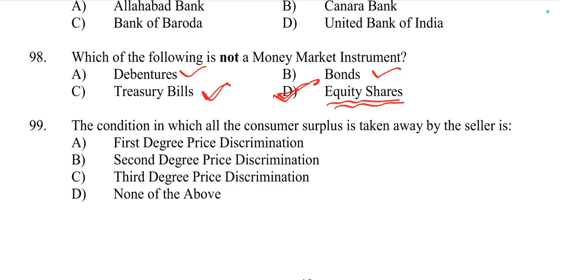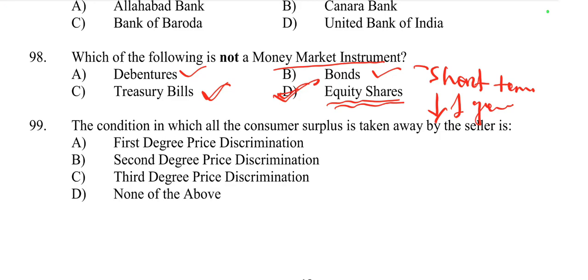Money market instruments are short-term debt securities such as treasury bills, commercial papers and certificates of deposit, which are typically issued for periods of less than 1 year. Short term means less than 1 year.